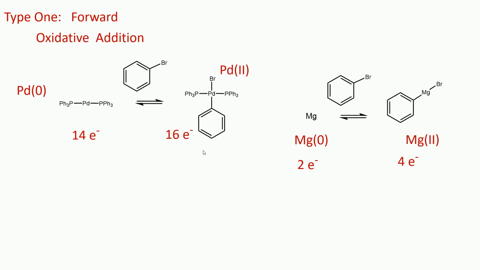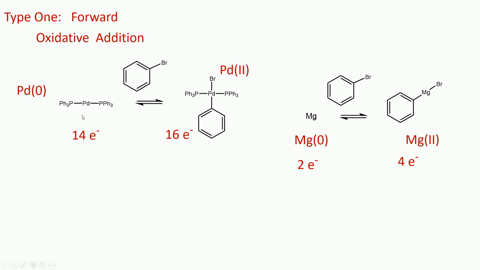Okay, this one's a little bit different. Oxidative addition. We've seen kind of a variation of this before. You take magnesium metal, which has 2 electrons in its valence shell. We add phenyl bromide to make a Grignard reagent. The metal gets oxidized, and of course now it essentially has 4 electrons because the bromide donates 2 and the phenyl donates 2 electrons. This is oxidative addition.